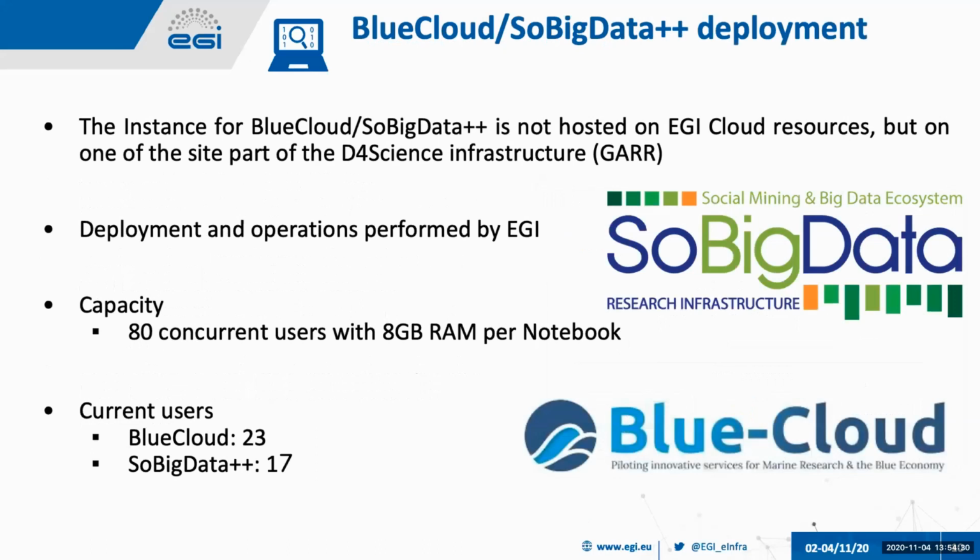The other deployment that has been performed is for BlueCloud and SoBigData++. This is a particular deployment because it's not hosted in AGI Cloud resources, but on one of the sites that are forming the D4Science infrastructure, in particular in Italy. Even though the resources are not from AGI, the deployment and the operation of the services performed by AGI is part of the SLA that we have set up with D4Science. The current capacity of the cluster is for 80 concurrent users, and the active users for the two projects, so the ones that are actively using the services, are 23 for BlueCloud and 17 for SoBigData++.